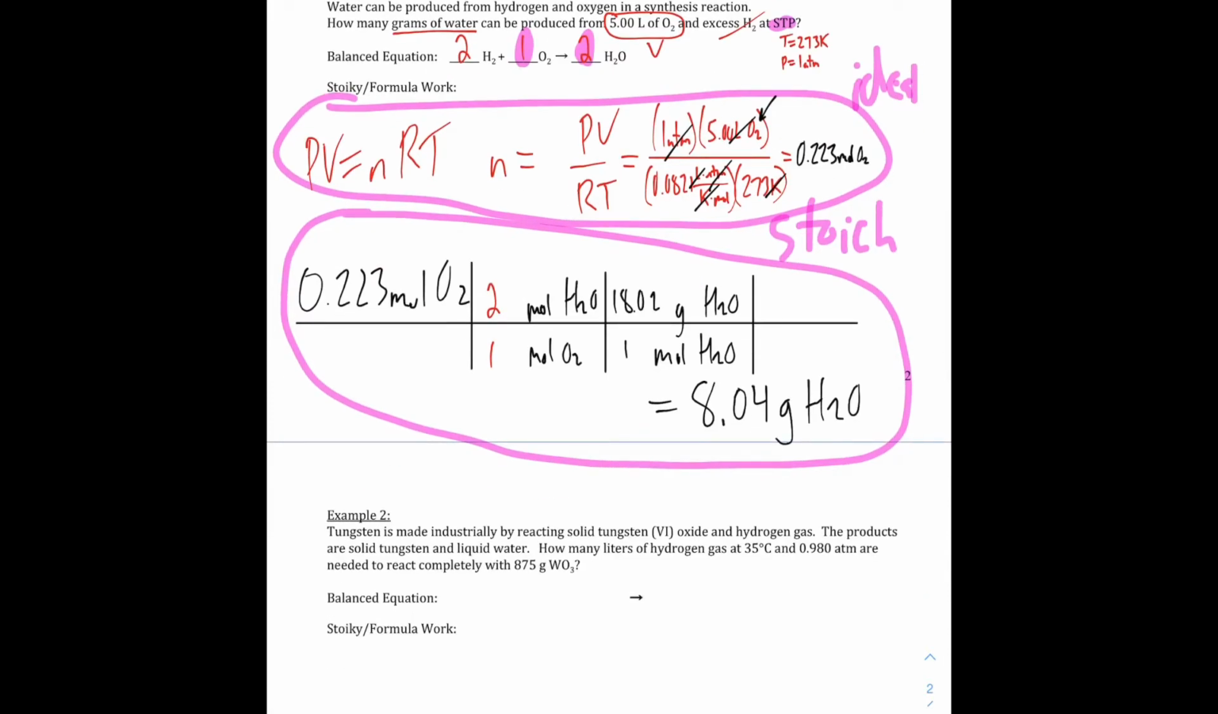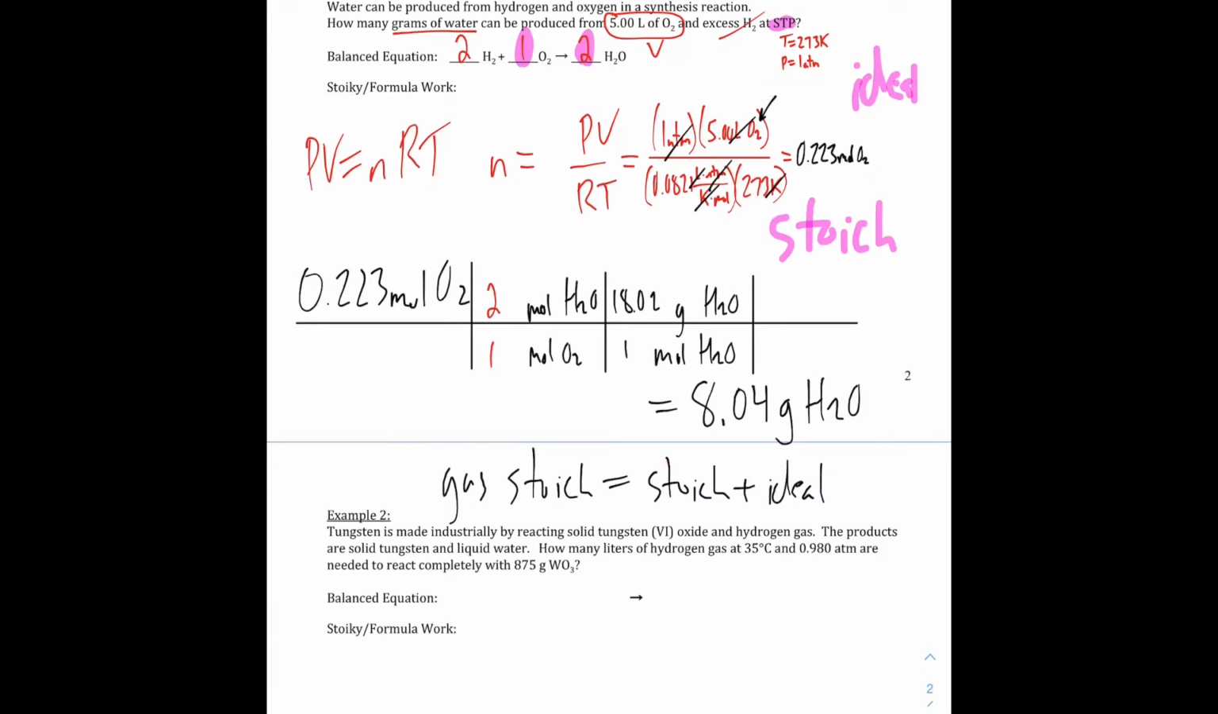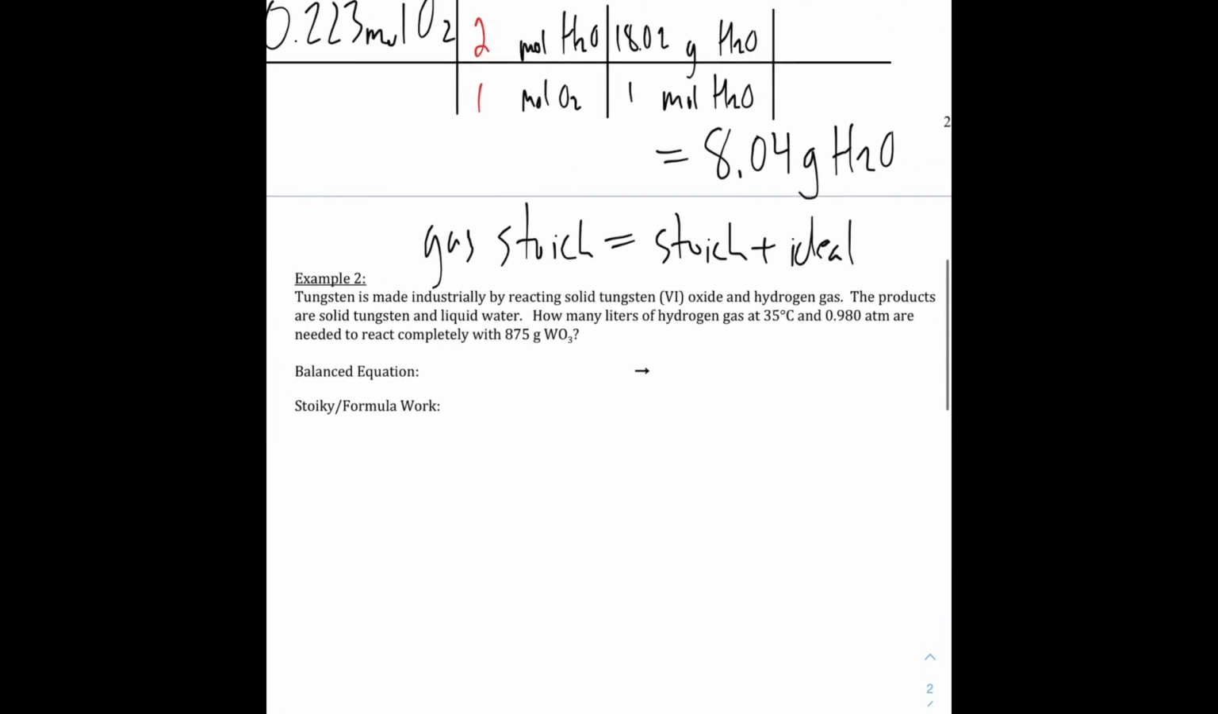I could write gas stoichiometry out this way. Gas stoich equals stoich plus ideal gas law. That's all there is to it. If you can put the two together, then you're going to be doing well in these. Okay. Now let's look at the next problem, because they're not all going to look the same. We do need to try at least 3 examples here.